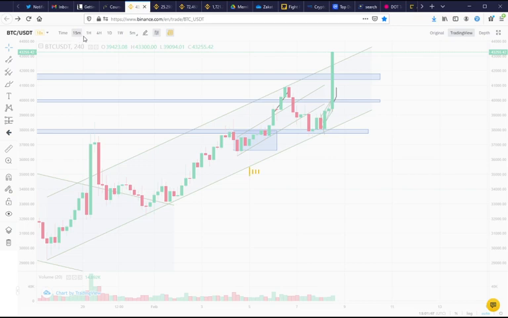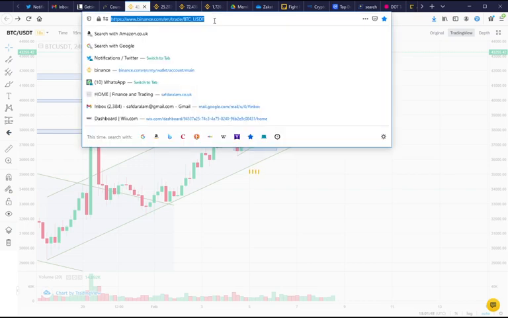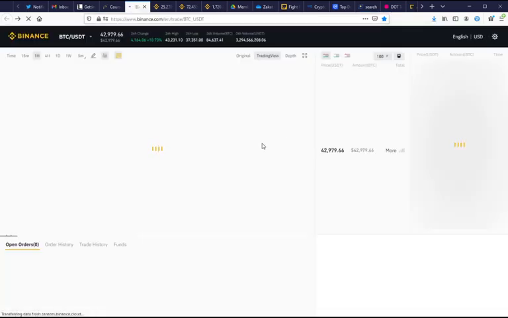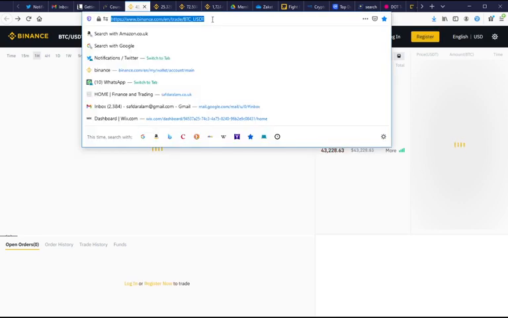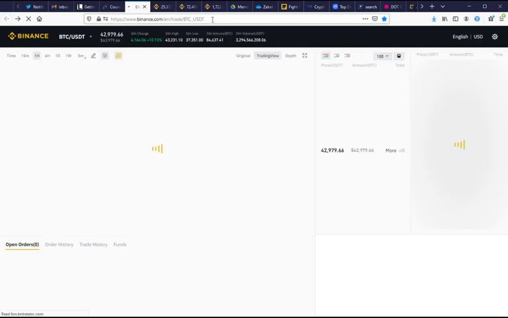If it's going to load. Okay. Well, Binance is normally quite reliable, even in sharp moves in the market. So maybe it's just my connection going a bit funny. Why is it not loading Bitcoin?